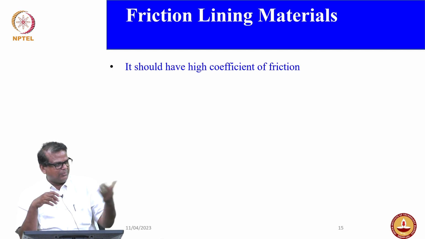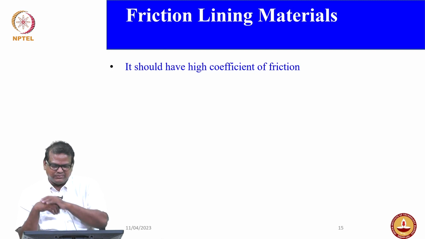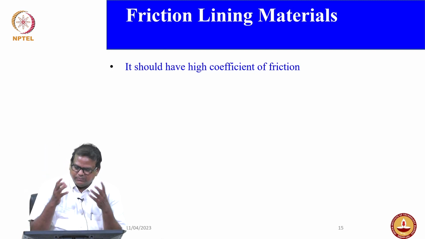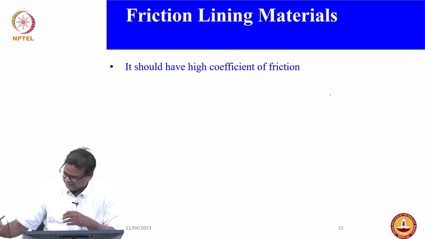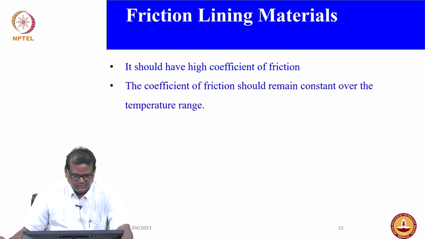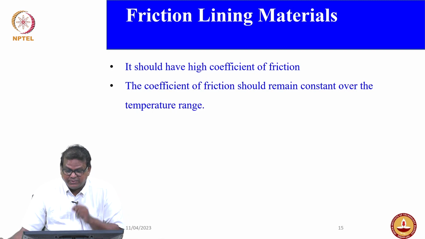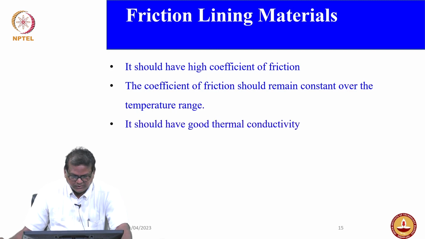Of course, braking time varies, for a single stop, repeated braking and other cases also. So you should have a high coefficient of friction, that's very critical for any operation in the clutch. Then the coefficient of friction should remain constant over the temperature range, so that you will get the required friction. Then you should have a good thermal conductivity.